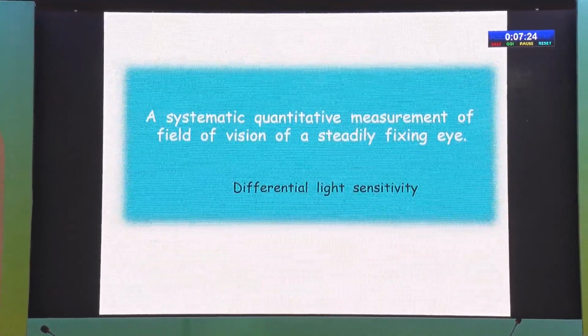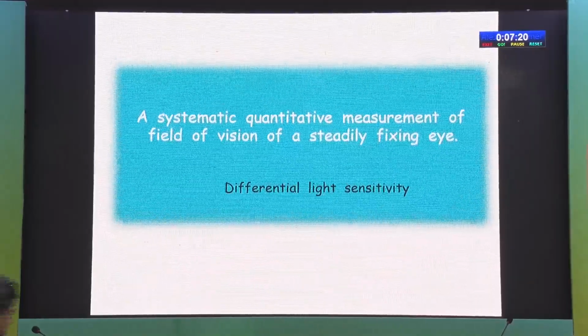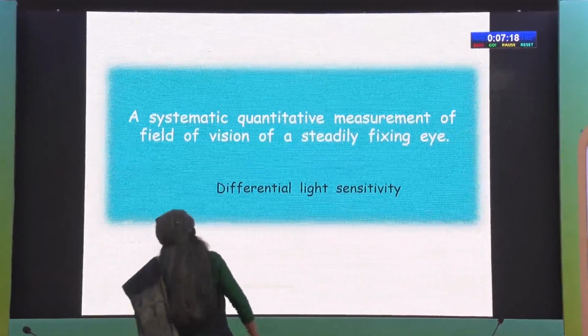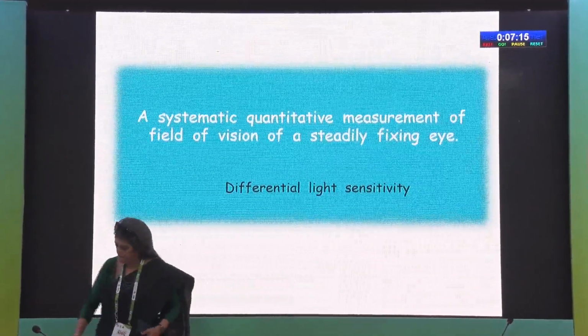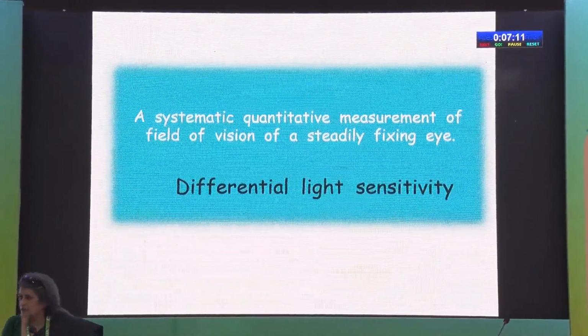They use the property of differential light sensitivity. I'll be basically talking about the Humphrey field analyzer, which I use. The differential light sensitivity means that we are testing the capacity of a retinal point to differentiate the contrast between the background illumination and the stimulus brightness.